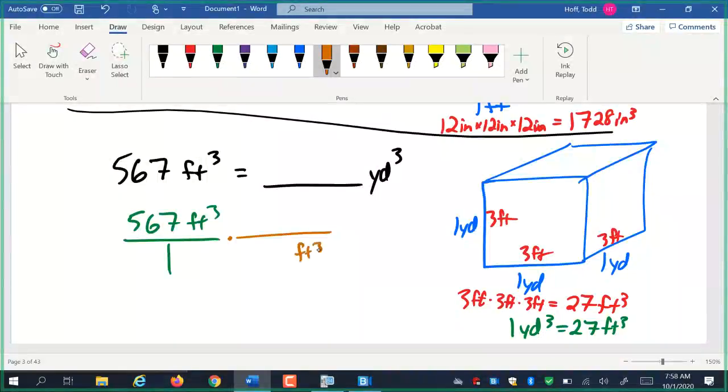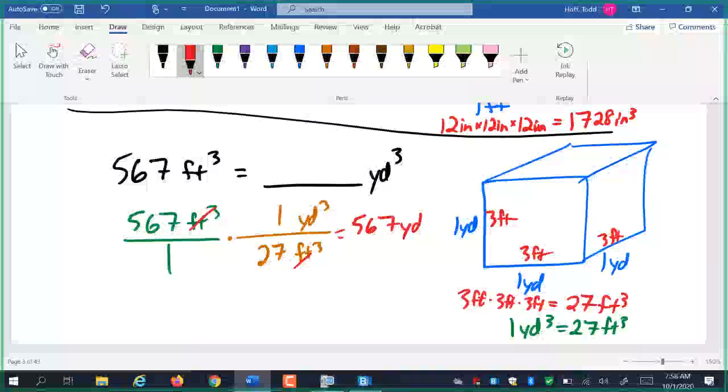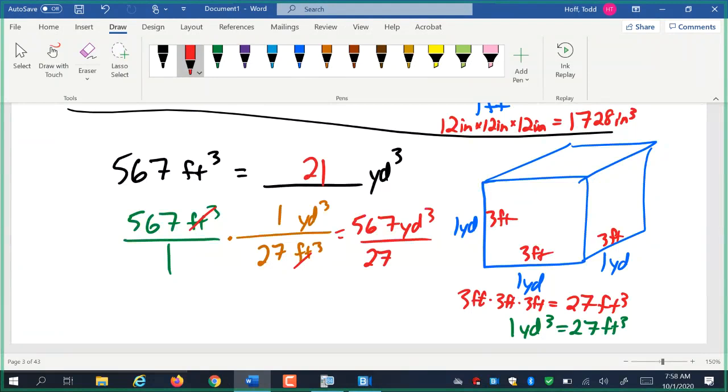So we put cubic feet on the bottom, cubic yards on top. The yard's the bigger one, so it's 1 yard equals 27 cubic feet. Cubic feet cancel out. We got 567 cubic yards on top over the 27. We divide that out. I believe that's 21 cubic yards. So we have to be very careful, depending on whether our units are feet, square feet, or cubic feet, the conversion factors change.